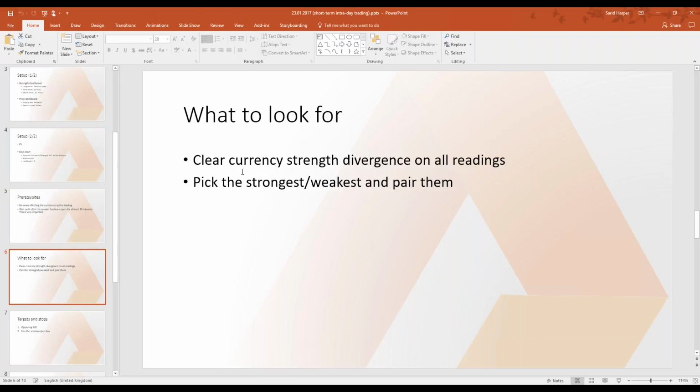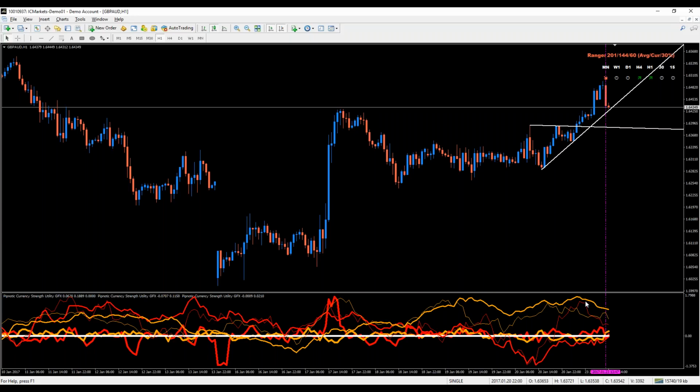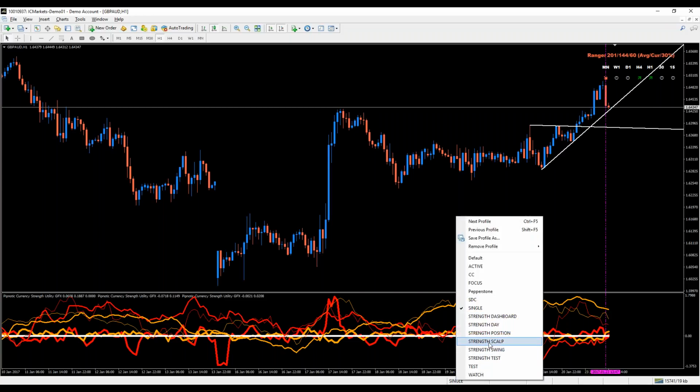We kind of touched upon this before, but we want to see very clear currency strength divergence on all three of these charts. So if we're, okay, let's go back to the scalping configuration.